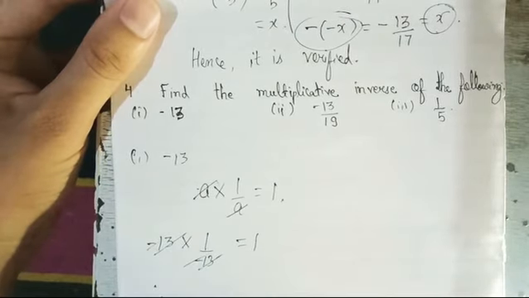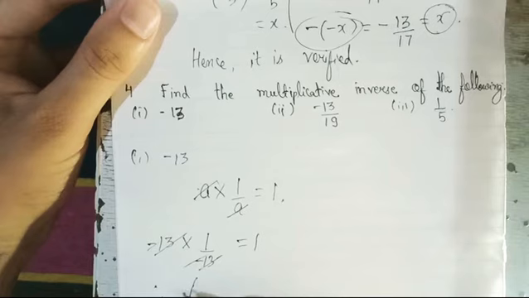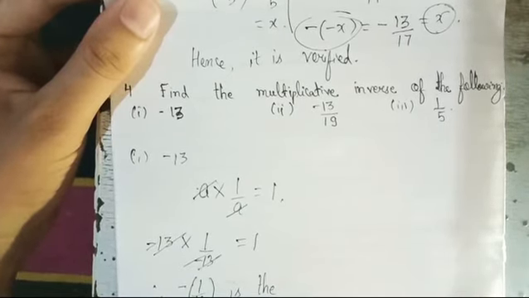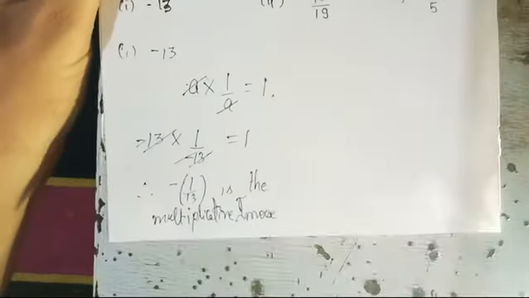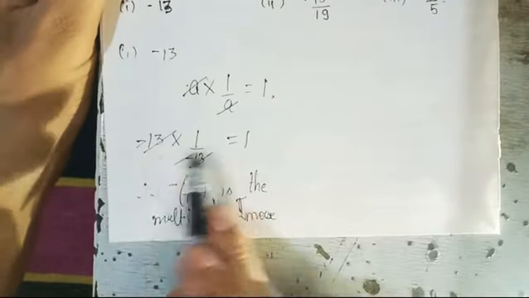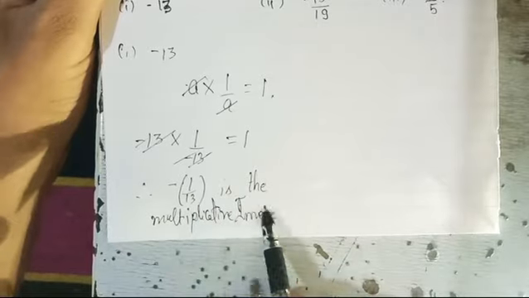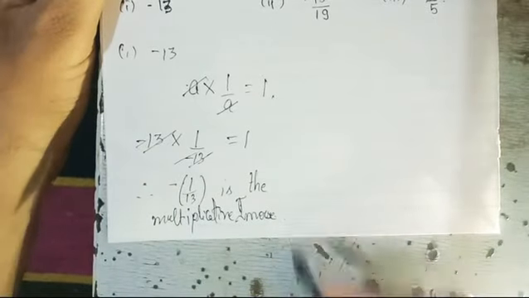So we can say that minus 1 upon 13 is the multiplicative inverse. Look here. Minus 13 and minus 13 cancel, the answer is 1. So we can say that minus 1 upon 13 is the multiplicative inverse.